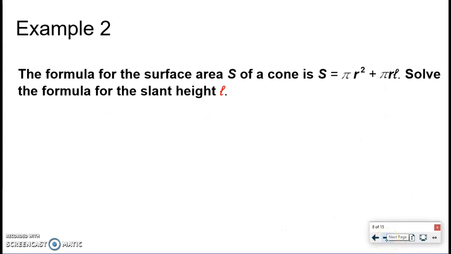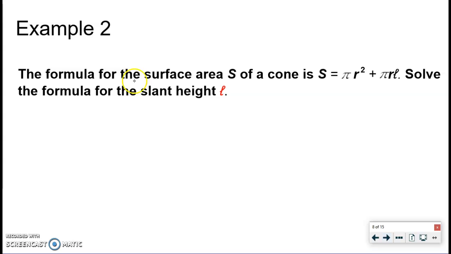So it gets trickier the more formulas you are looking at. And so in this case, they give us the surface area of a cone. And so the surface area of a cone is as follows. S equals pi r squared plus pi r l. They want me to solve the formula for that little slanted L. So it means I want to get that L all by itself on that side of the equation.